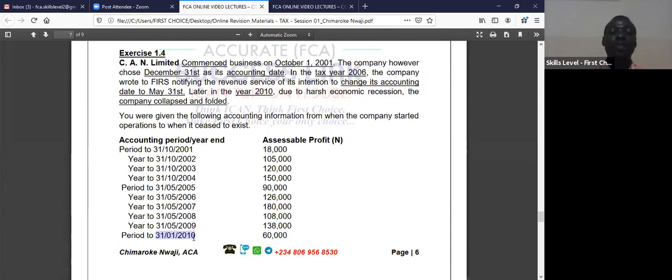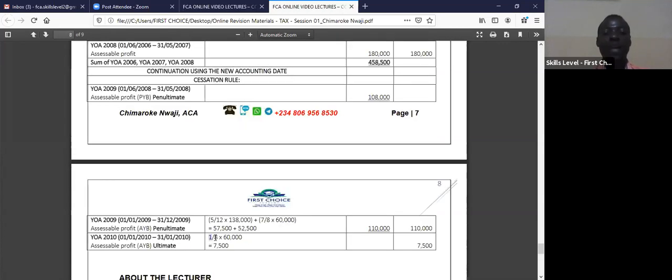It means we're going to take January 1 to 31st of January 2010, 1 month out of this 8 month period. So we say 1 over 8 times 60,000, which is 7,500. So we put it here straight, 7,500. That is what this account is all about.